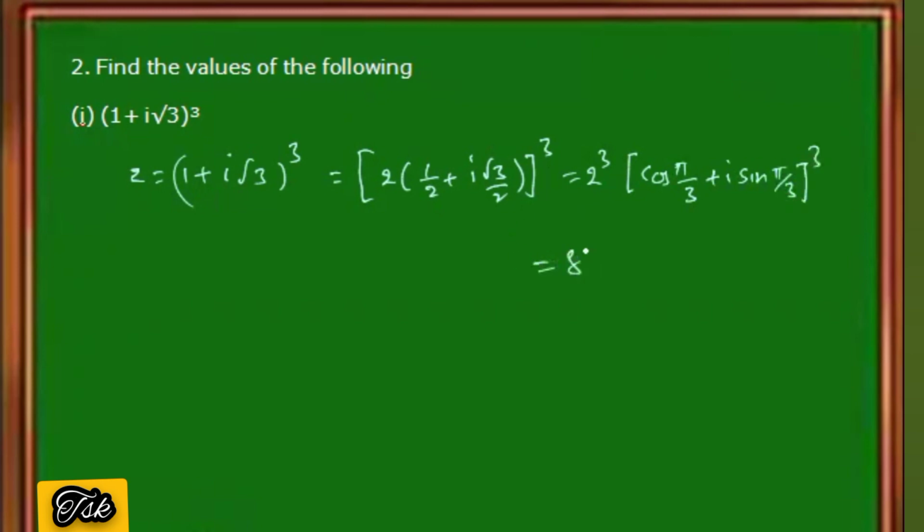This is nothing but 8 into (cos pi by 3 plus i sin pi by 3) whole cube. This can be written as 8 into (cos 3 pi by 3 plus i sin 3 pi by 3). For 8 into cos pi, the value is minus 1. So this becomes minus 8.